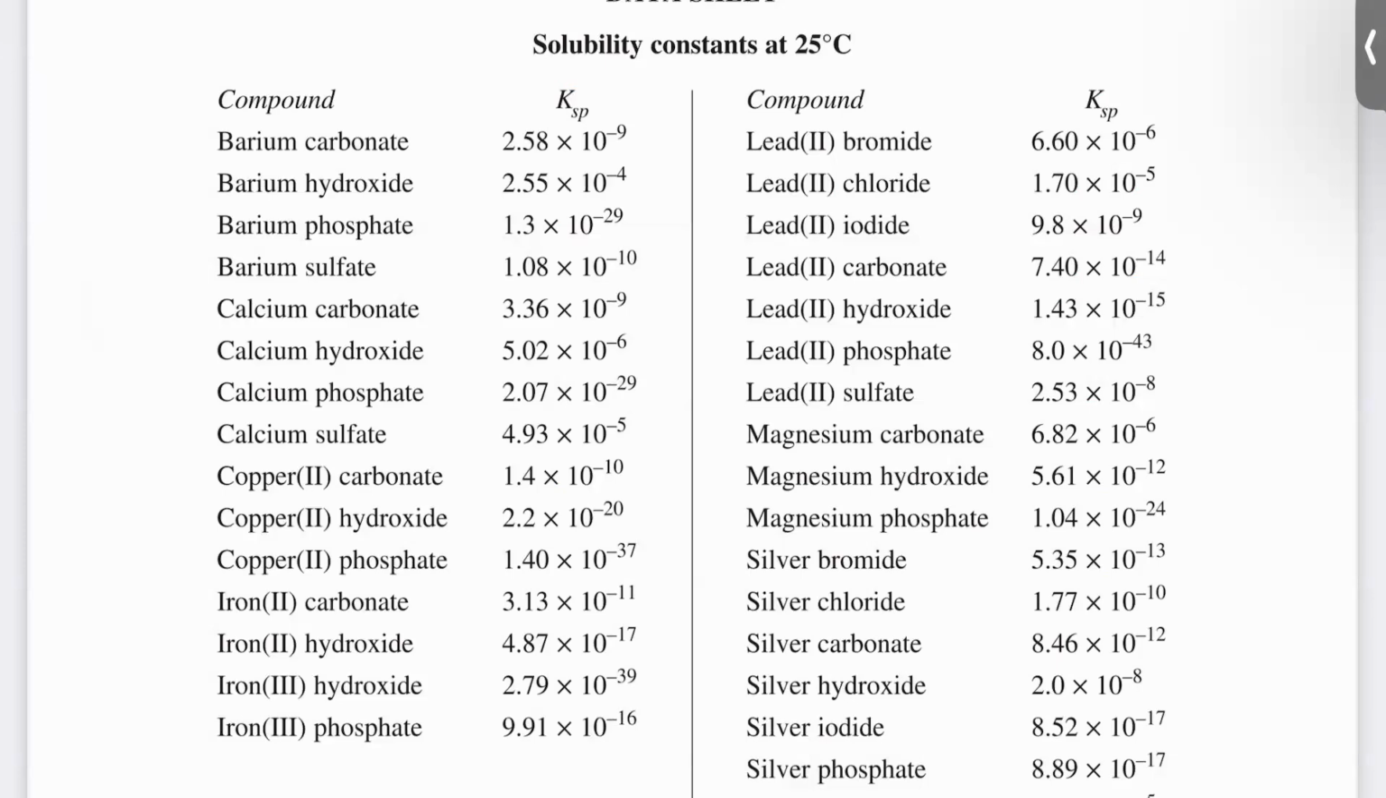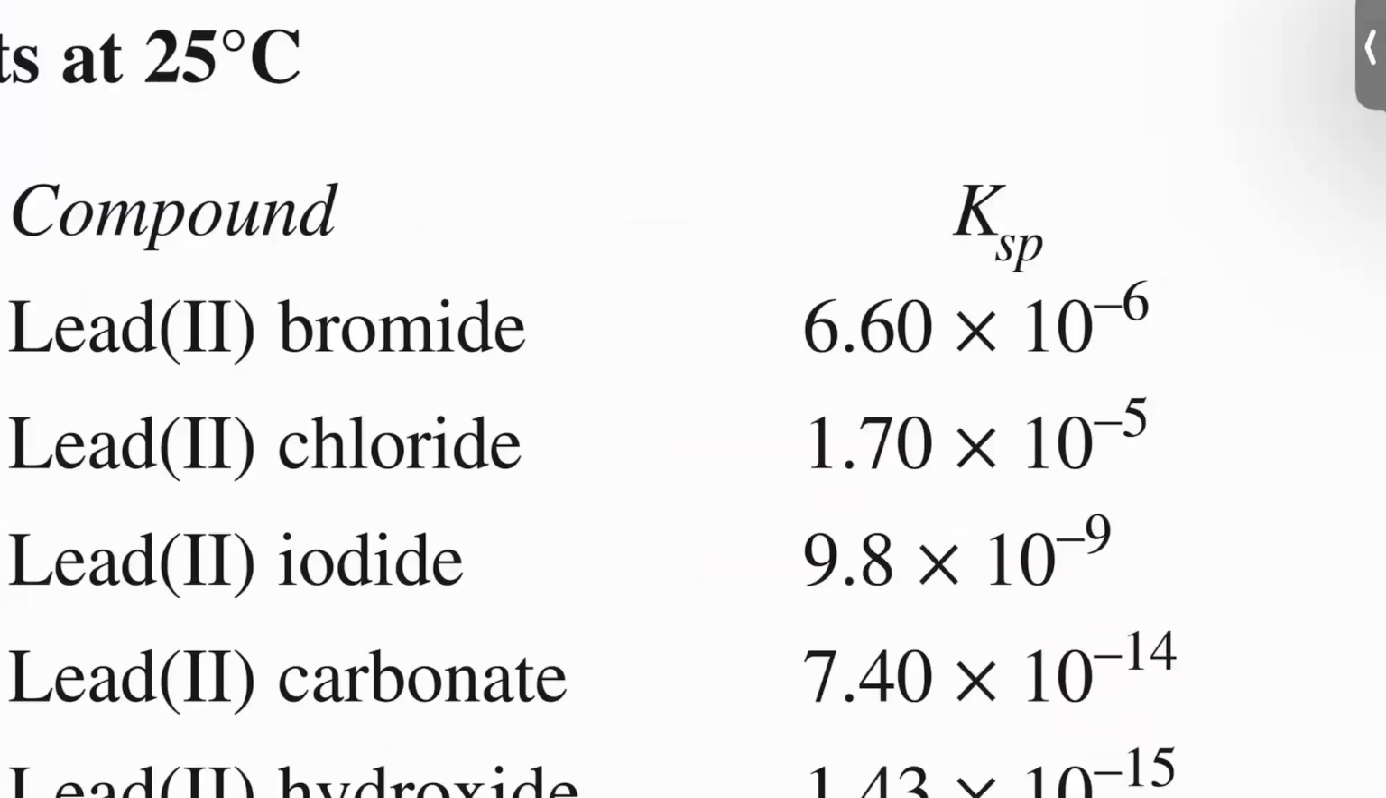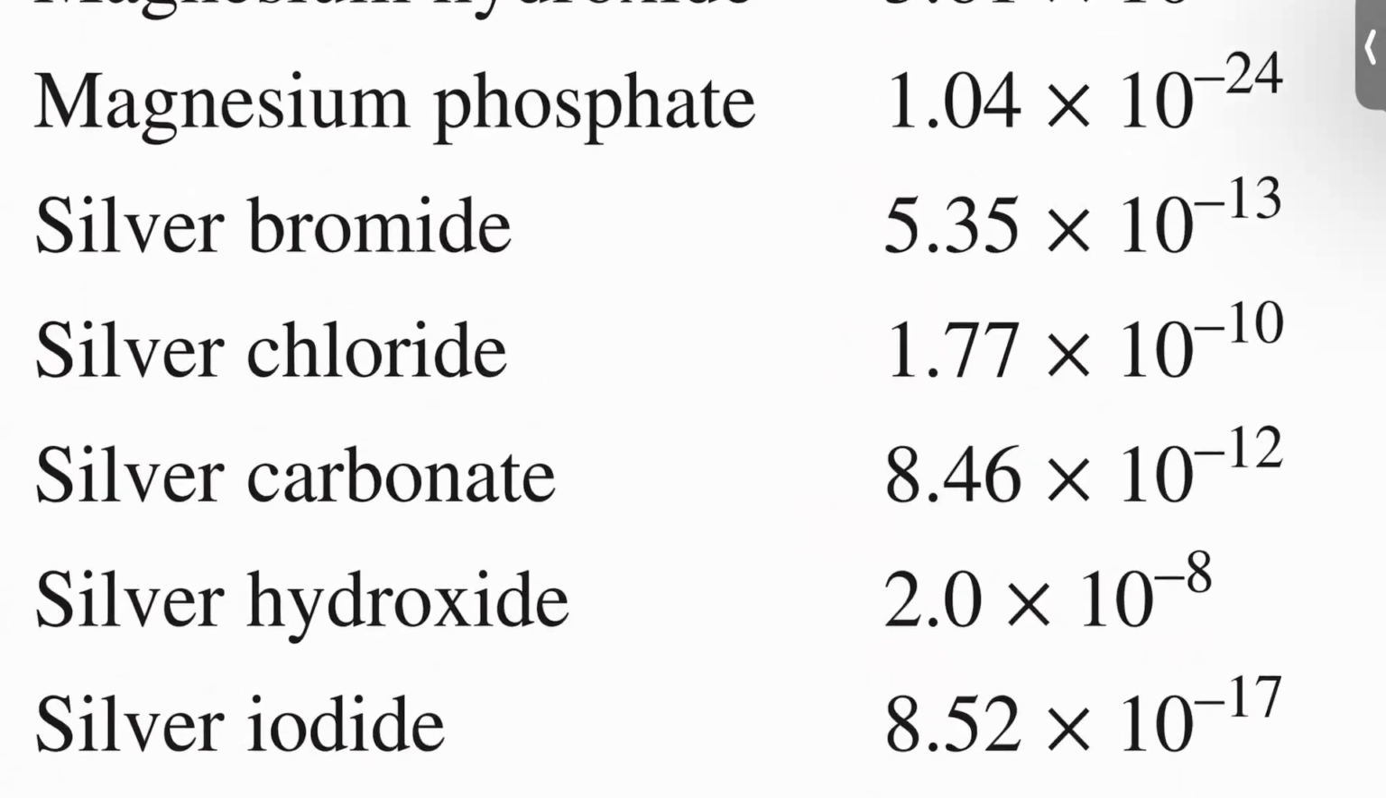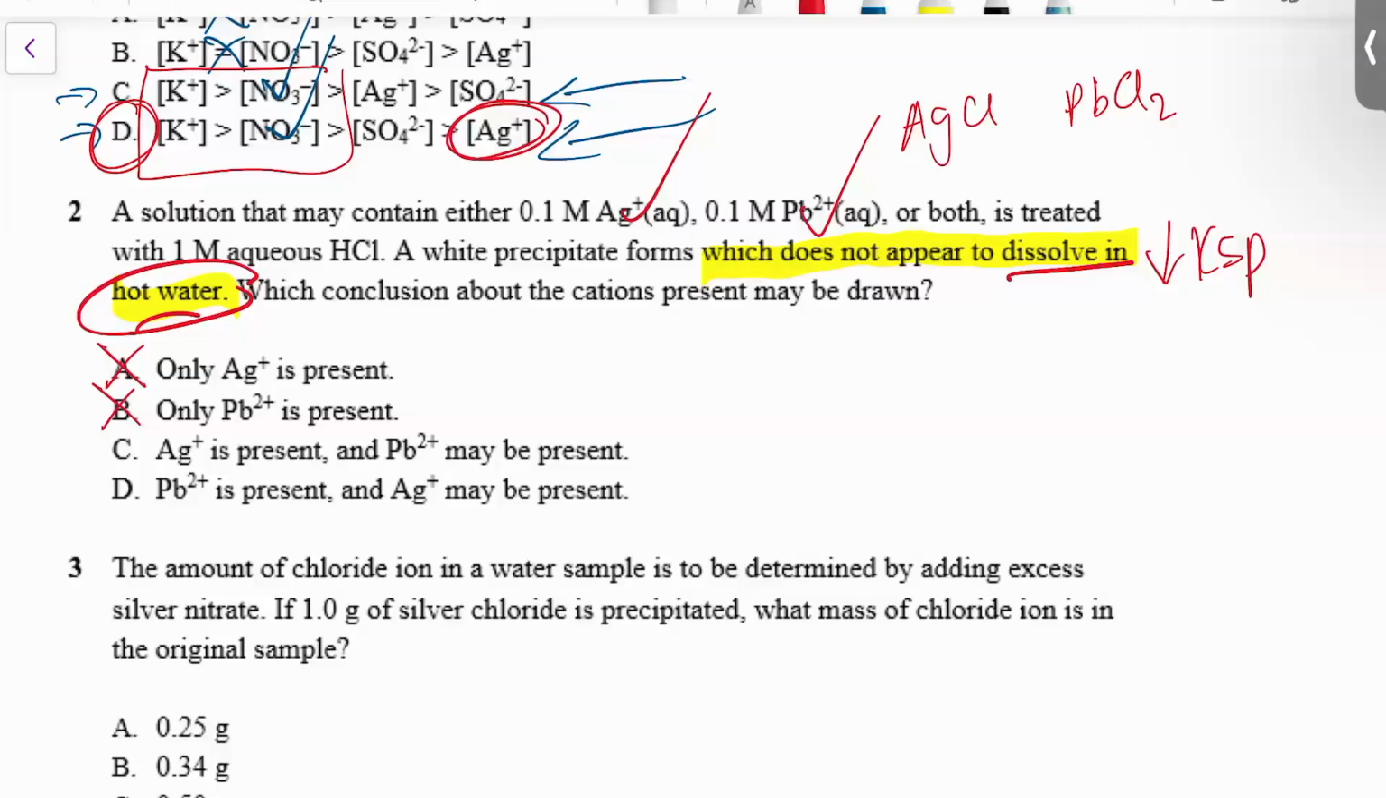Thanks, James. So lead chloride is up here, 1.7 times 10 to the minus 5, whereas silver chloride is here, 1.77 times 10 to the minus 10. It's a way smaller KSP. 10 to the minus 10 is way smaller than 10 to the minus 5. So silver chloride is way more insoluble than PbCl2. It's way more likely to not dissolve in hot water. So it's more likely that Ag plus is present and Pb2 plus just might be a little bit present. Okay.